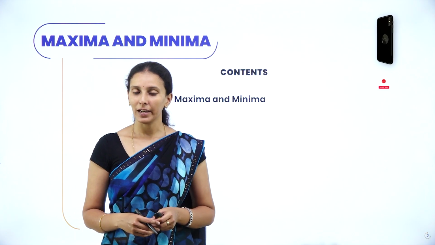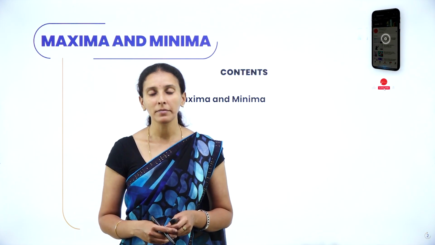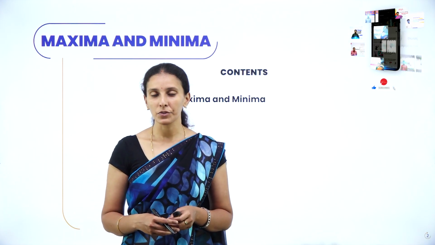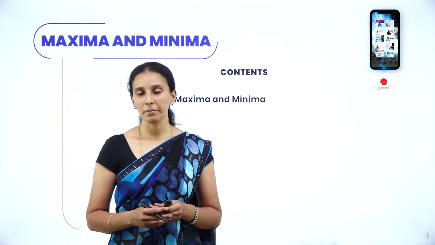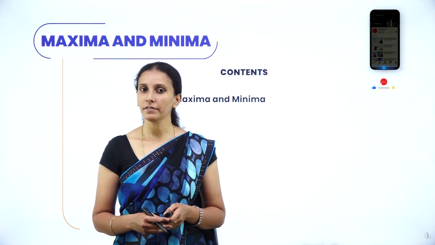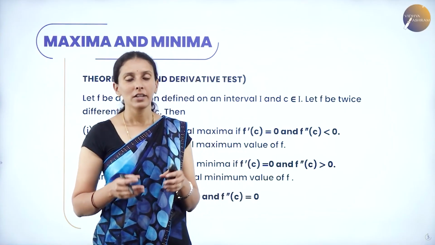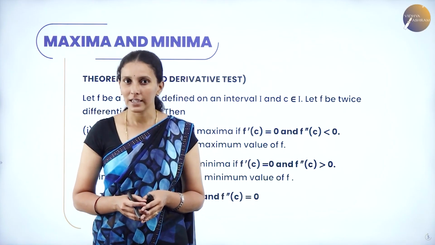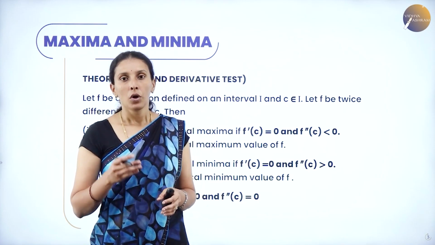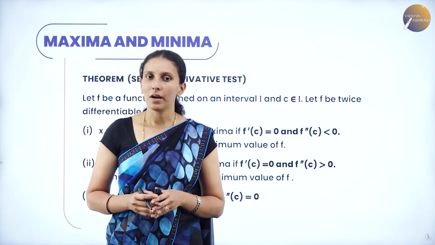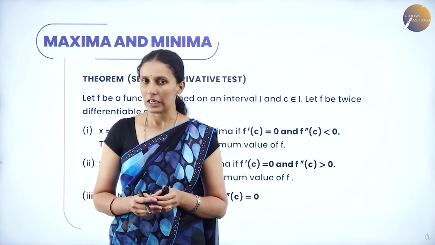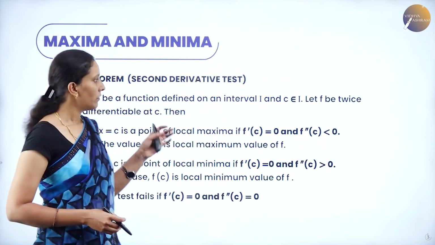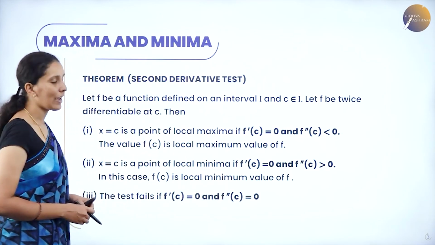So in this session, we'll be learning the absolute maximum and absolute minimum values of the given function, and also we are finding the maximum and minimum values through second order derivative test. So in the last session, with the help of the first derivative test, we found what is local maxima or what is local minima. And here we are going to the second derivative test.